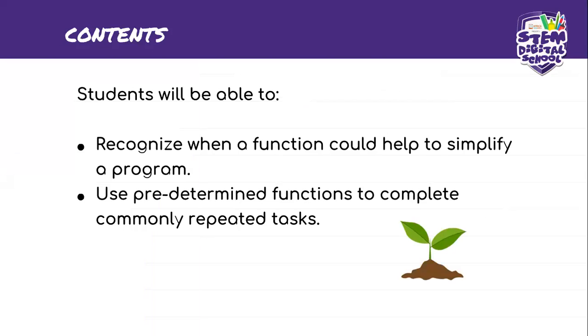So what are our objectives for today? Our objectives are to recognize when functions could help simplify a program. We practiced that quite a bit yesterday, where we write one function and we can just recall that function over and over again to complete our objectives. And to use predetermined functions to complete commonly repeated tasks. This is where they give us a bunch of predetermined functions, and we have to use them in a specific way in our code to actually complete our puzzles.